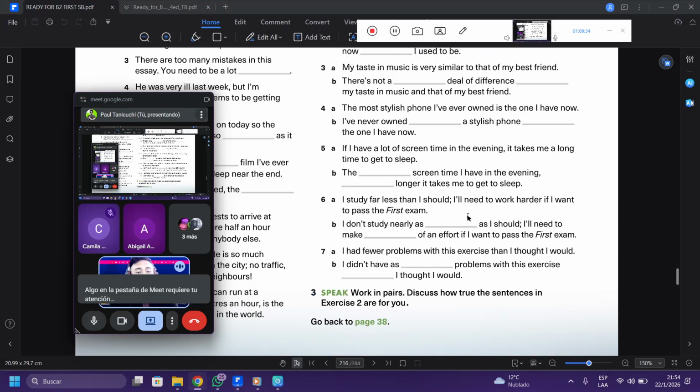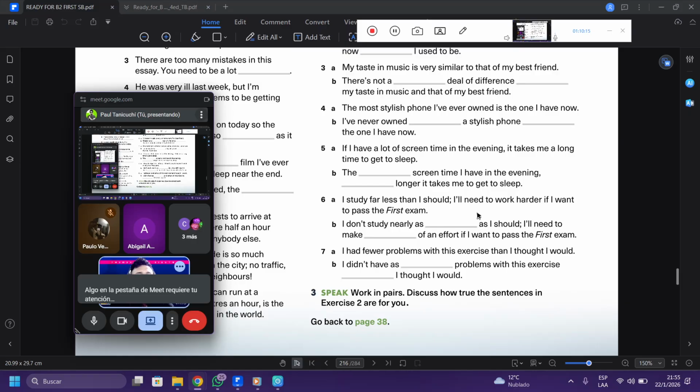Number 5. If I have a lot of screen time in the evening, it takes me a long time to get to sleep. So, the... screen time I have in the evening, the longer it takes me to get to sleep. So what do you think is here? The many screen time I have in the evening. Almost there. The more screen time I have in the evening, the longer it takes me to get to sleep. Okay, that is the answer.